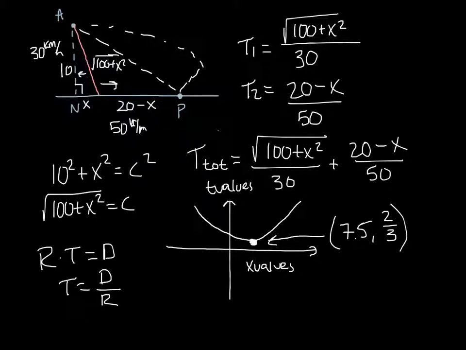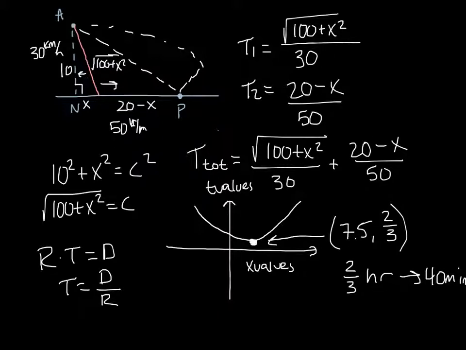Now, what's that 2/3 there? Well, since y is the t values, that's the time that it takes when we go from A to a point on the road that's 7.5 kilometers from N, and then go right to P from there along the road. So that's how long it takes. And remember, it looks a little weird, I guess, 2/3, but our units here are in hours, right? Because our rate was kilometers an hour. We didn't convert it to minutes. So this is 2/3 of an hour. So we can call that, what, 40 minutes?